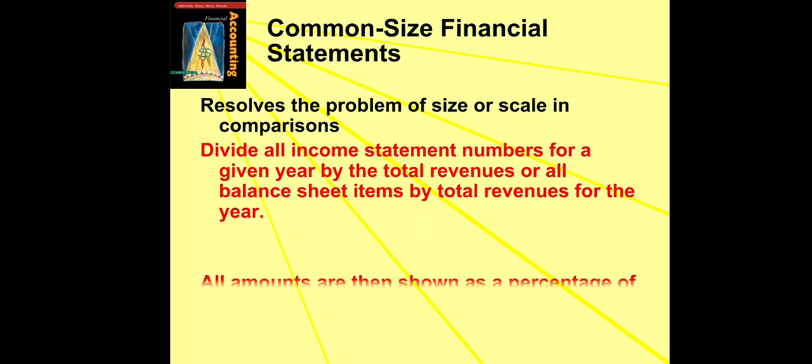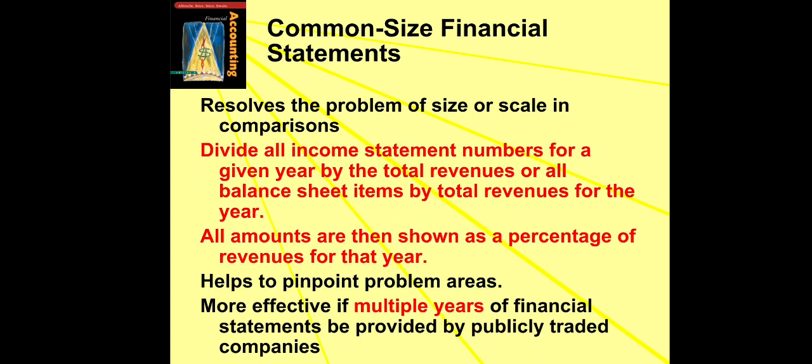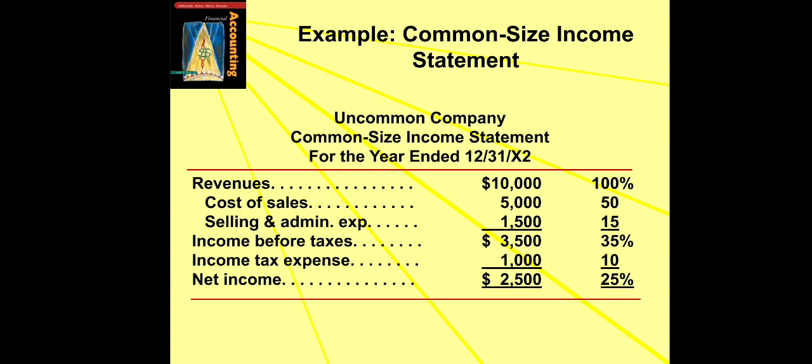Okay, this is another way to analyze financial statement. You can use common size financial statement. Common size financial statement is something like this. You convert the financial statement, for example, the income statement, in terms of percentage. When you convert the income statement in terms of percentage, you can see clearly, oh, this is good or not.